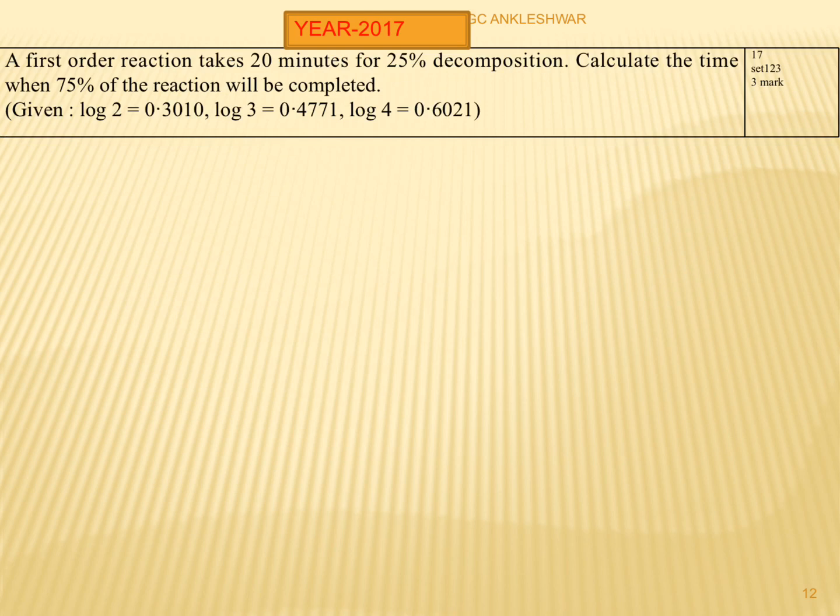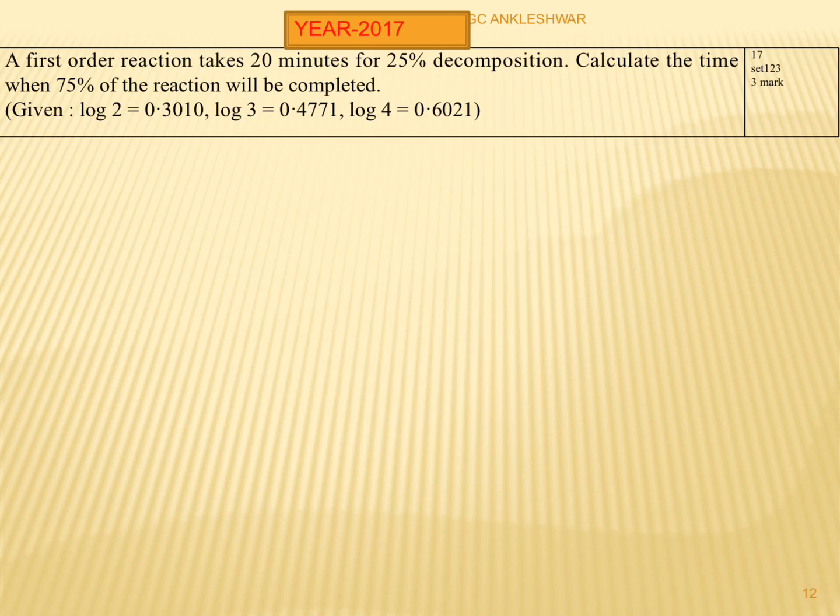Okay. Now this is the question asked in year 2017 again. A first order reaction takes 20 minutes for 25% decomposition. 20 minutes for 25% decomposition. Calculate the time when 75% of the reaction will be completed.